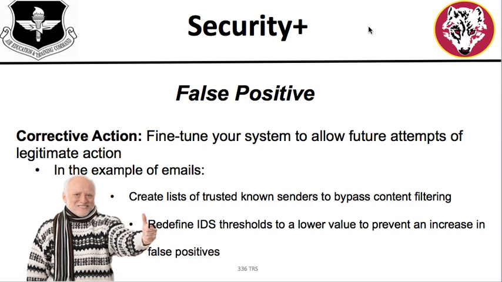In conclusion, we talked about and defined a false positive. Next, examples were given and their adverse effects were annotated. And finally, we discussed corrective actions that could be performed to minimize or eliminate false positives altogether.